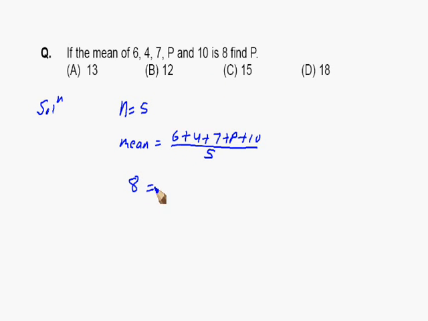So 8 is equal to 6 plus 4 is 10, 10 plus 7 is 17, 17 plus 10 is 27, so 27 plus p divided by 5. So 27 plus p is equal to 5 into 8, that is 40. So p equals 40 minus 27, which comes to be 13. So option A is correct. Now we move to the next question.